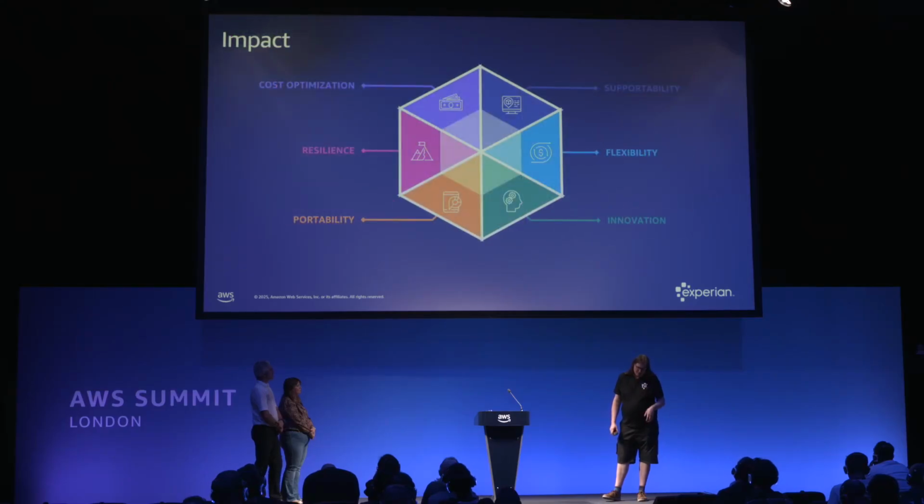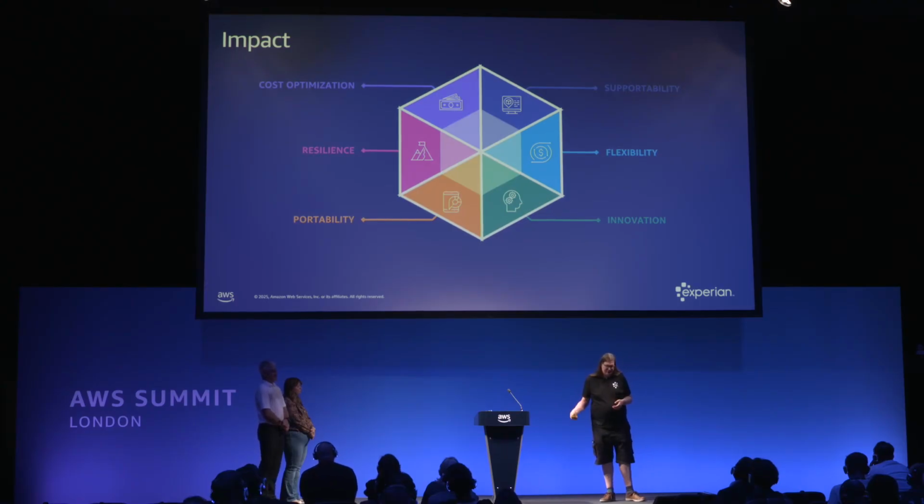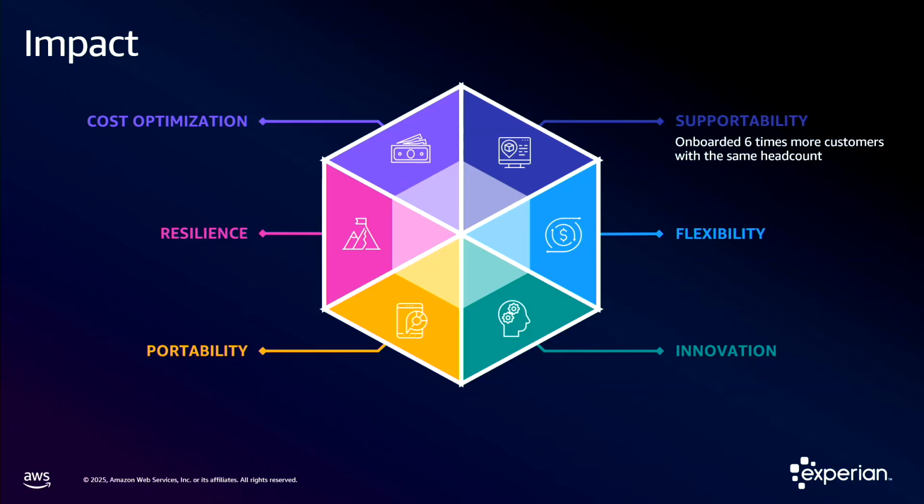So quickly want to talk about the impact that had for us. So first, supportability. We had a very good pace of supportability. We could just roll out to all of our clients, to all of our environments with the same headcount. Next, we had our flexibility. We had the ability to expand and create custom build solutions for our customers. And we lowered our development lifecycle significantly.